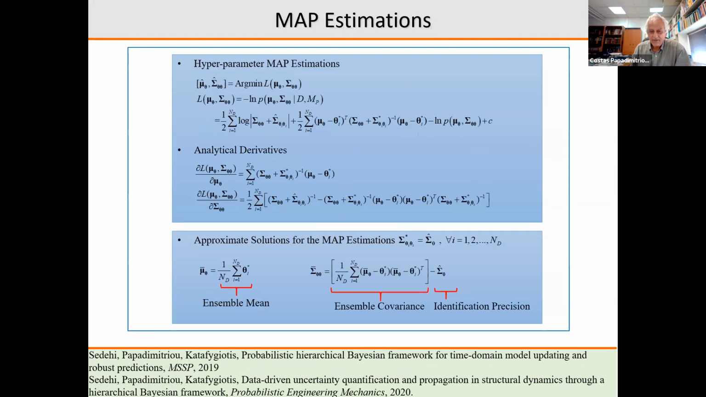For example, under some conditions, you can find out that the most probable value of the hypermean is the ensemble mean that you would get from the optimal parameter estimates for each data set, while the hypercovariance depends not only on the ensemble covariance, but also on what we call the identification precision, which has to do with the uncertainty that you get when you estimate the model parameters for each data set.